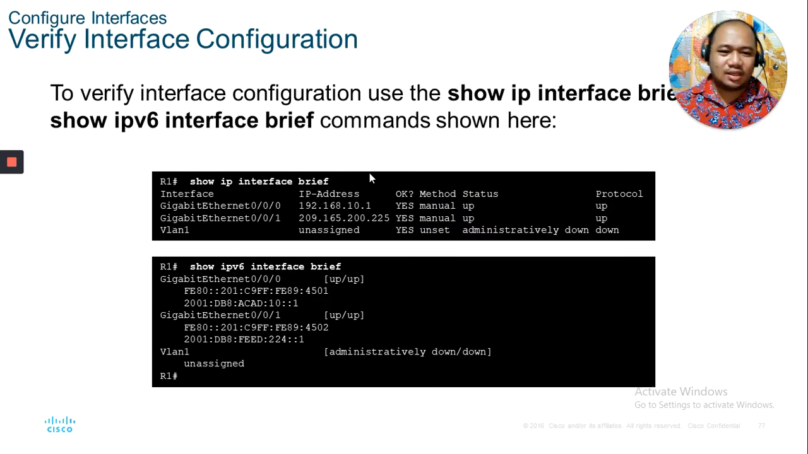Show ip interface brief. You can see there if you have successfully put the IP address on your interface. You can also see the status if it is on or off. If you forgot to put the no shutdown, that will be down. That's why you need to key in the no shutdown to turn on the interface to become up. Well, this is for IP version 4, and then IP version 6.